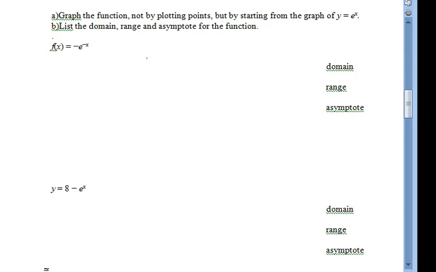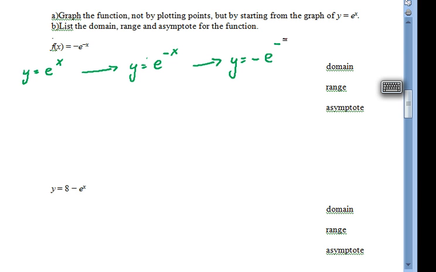Here we are going to graph a number of natural exponential functions, starting with y equals e to the x, and using transformations. We'll list the domain, range, and asymptote for each function. The first function is f of x equals the opposite of e to the opposite of x. So we start with y equals e to the x. We then graph y equals e to the opposite of x, and finally y equals the opposite of e to the opposite of x.